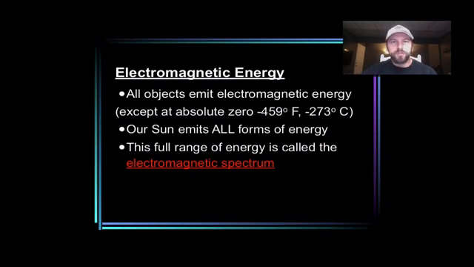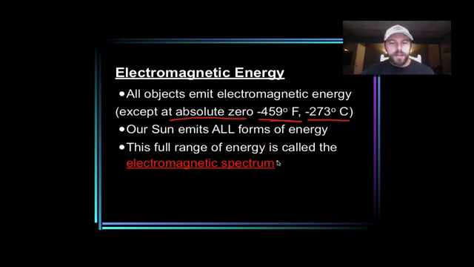All objects release or emit electromagnetic energy. Anything that basically has some sort of temperature emits electromagnetic energy. You right now, your body temperature is around 98, 99 degrees Fahrenheit. You're emitting electromagnetic energy. Everything emits electromagnetic energy unless its temperature is absolute zero, which is negative 459 degrees Fahrenheit or negative 273 degrees Celsius.